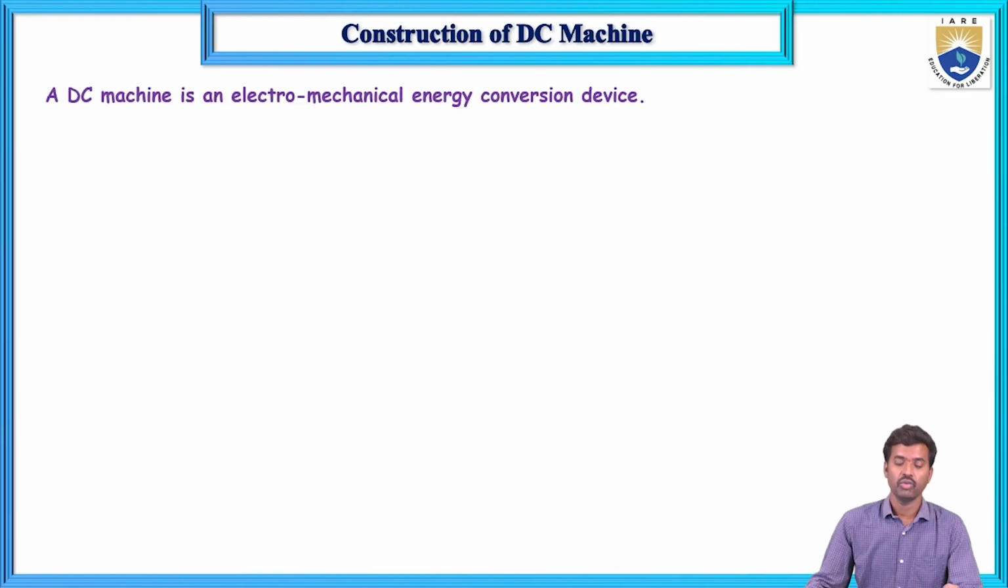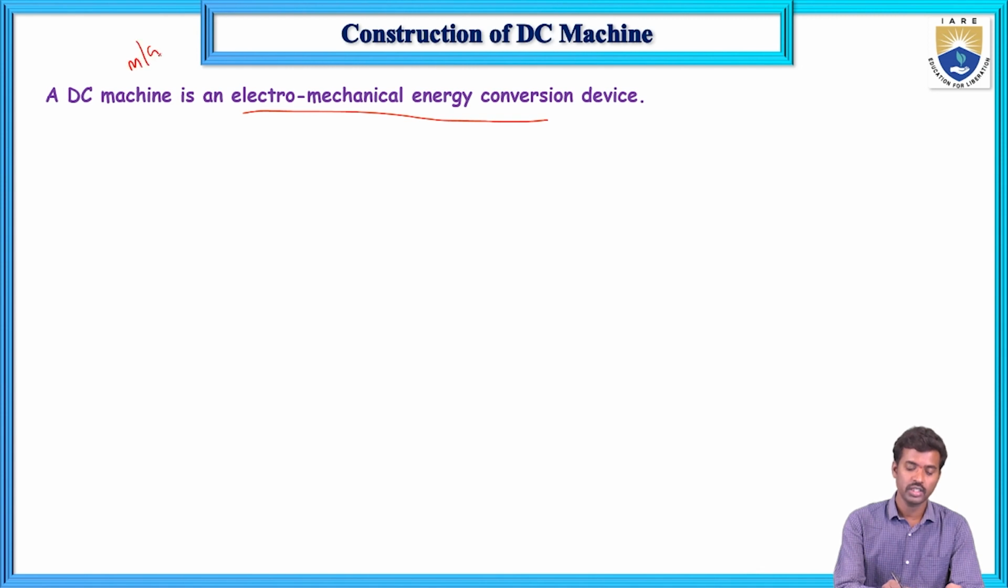So first, what is a DC machine? A DC machine is an electromechanical energy conversion device which converts mechanical energy to electrical energy and electrical energy to mechanical energy. That electromechanical energy conversion device is known as a DC machine. It is a DC motor or generator.